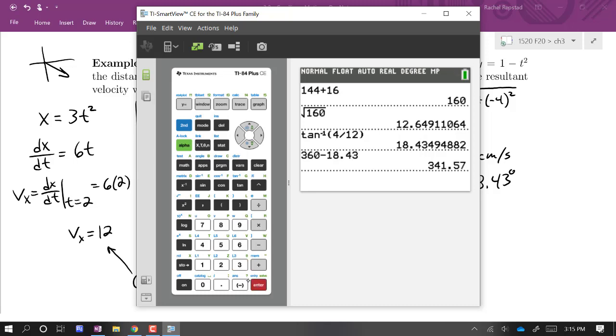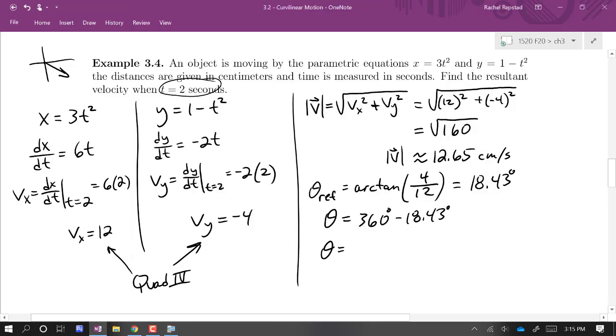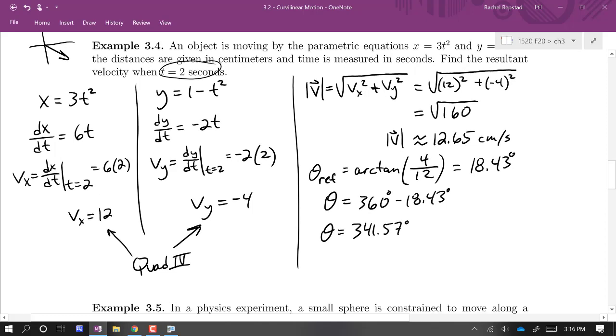So we get 341.57. And now, just at the end, I want to give a single answer. Here's my vector. My velocity vector is 12.65 centimeters per second at an angle of 341.57 degrees.